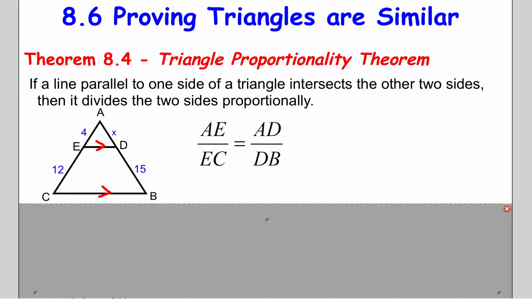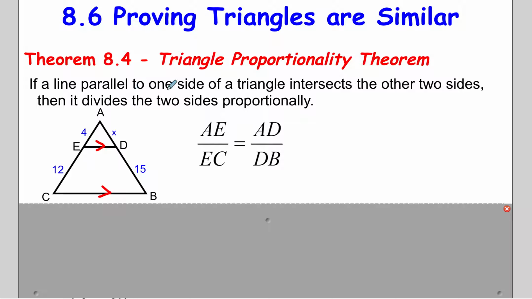So theorem 8.4, the triangle proportionality theorem, says this: if a line parallel to one side of a triangle intersects the other two sides, then it divides the two sides proportionally. Here is what that means. We have a line right here. I'm going to trace over it really quickly. There's the line that I'm talking about. If that line is parallel to one side of a triangle, see how it is parallel to this side. So here we have a side of a triangle and we have a line that is parallel to that side. So that's what this theorem is talking about.